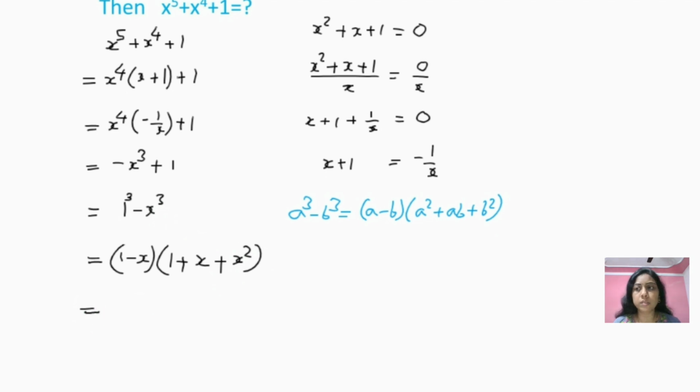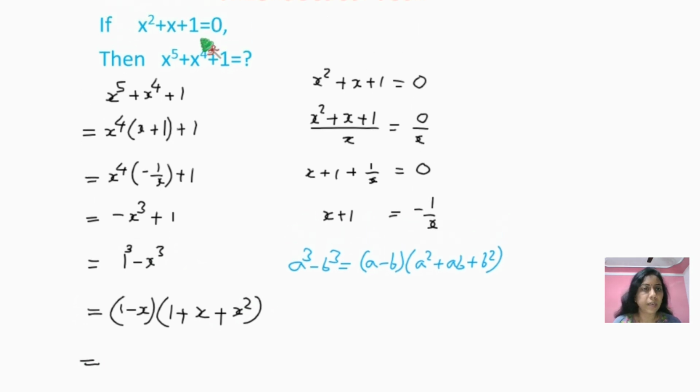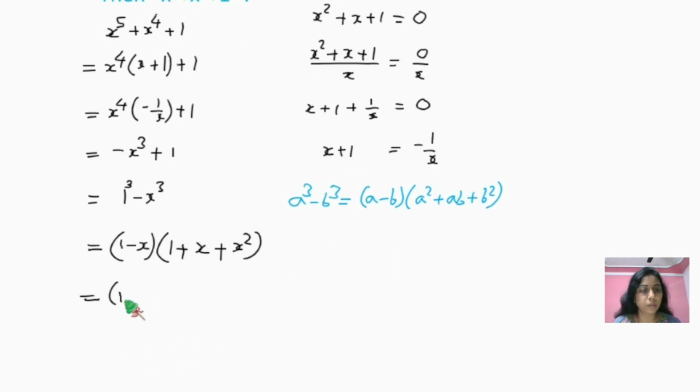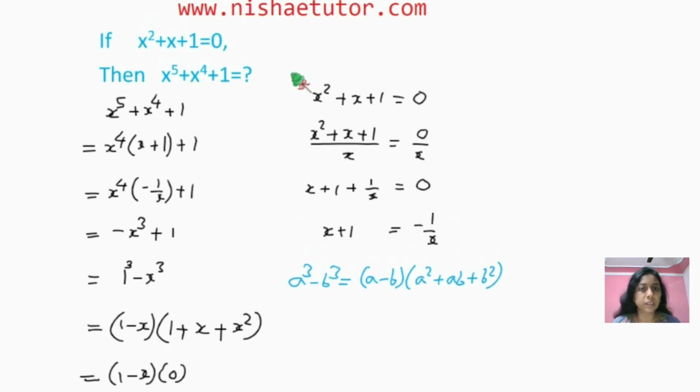And do you know this? X square plus x plus 1 equal to 0. So this value is 0. So we can write 1 minus x and this value 0. So this whole thing is 0. So we started with x to the power 5 plus x to the power 4 plus 1, and we got 0. So this answer is 0.